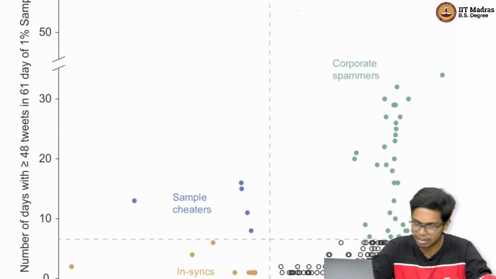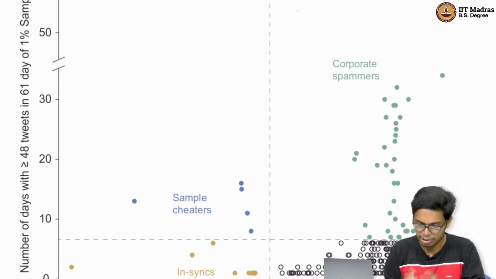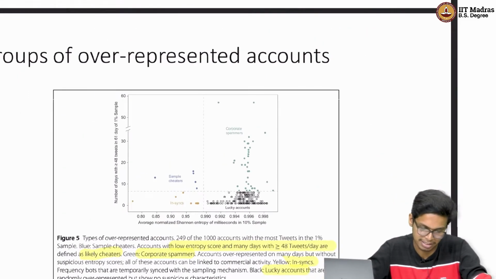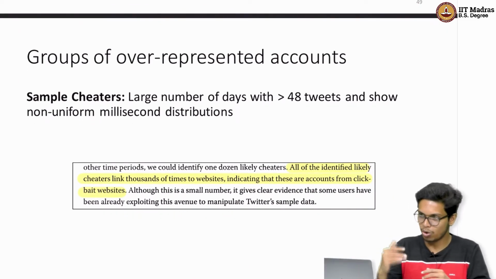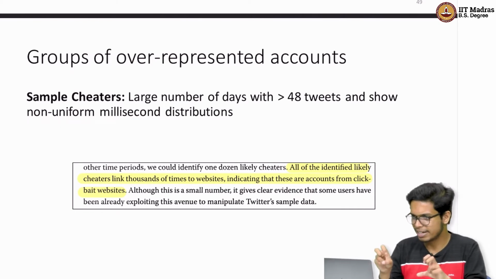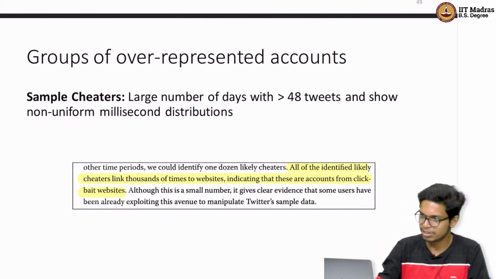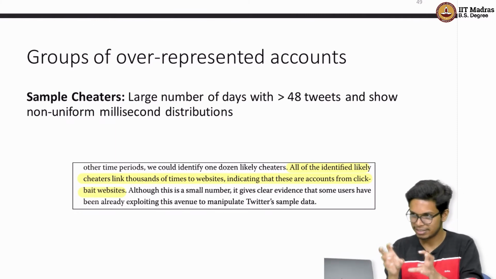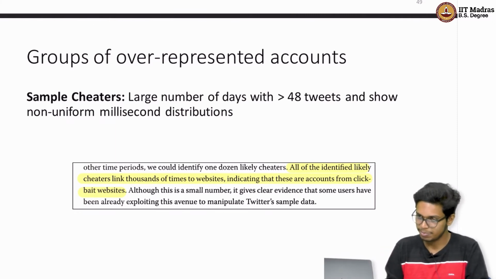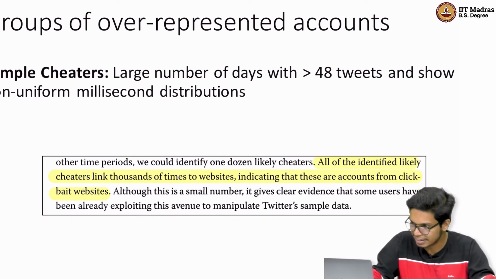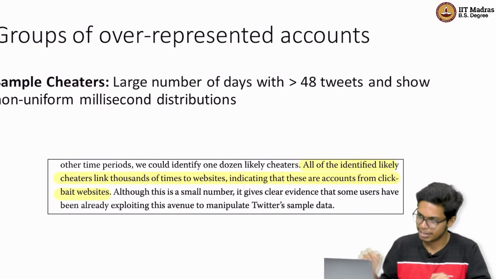The second category is sample cheaters, where they are deliberately tweeting on a lot more days so that they get represented in the 1% sample API at that specific timestamp. And then the in-syncs, we'll come to the definition of in-syncs in a minute, but let's go through all these 4 categories one by one. So sample cheaters are the users who are very likely cheaters. They tweet on a large number of days with more than 48 tweets, and they also show a non-uniform millisecond distribution. So we can hypothesize that these are cheaters who already manipulated the Twitter API sample. On manual inspection, the authors also found that they link to random websites, clickbait titles, clickbait news articles, and so on.